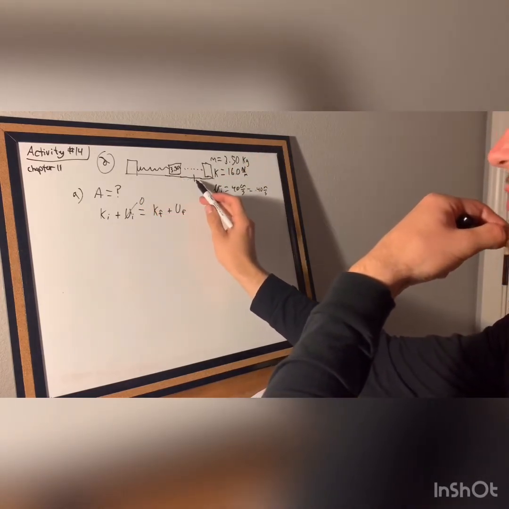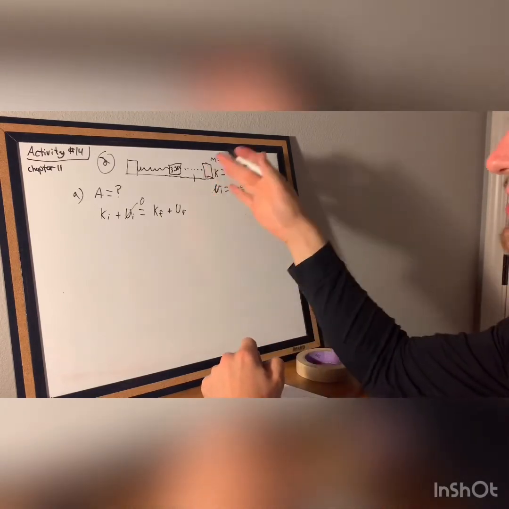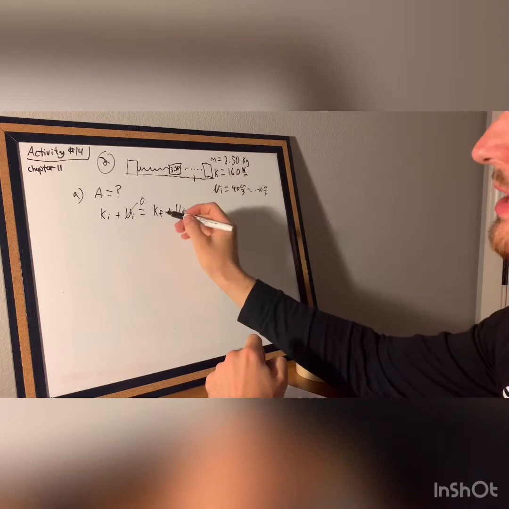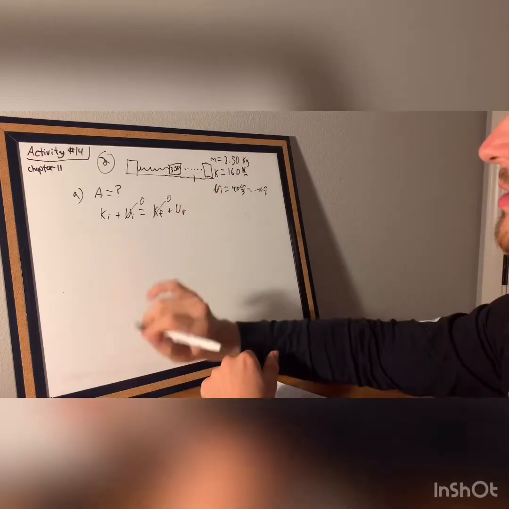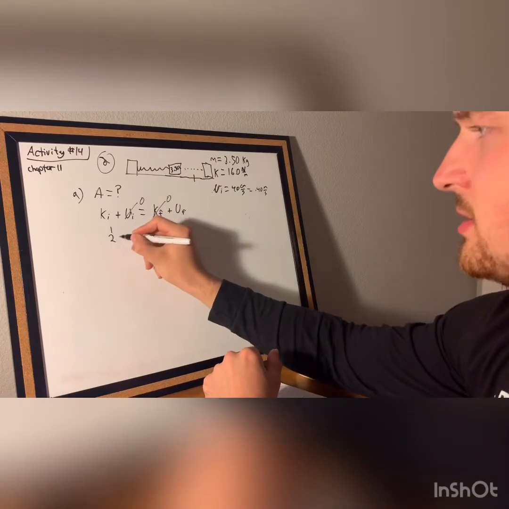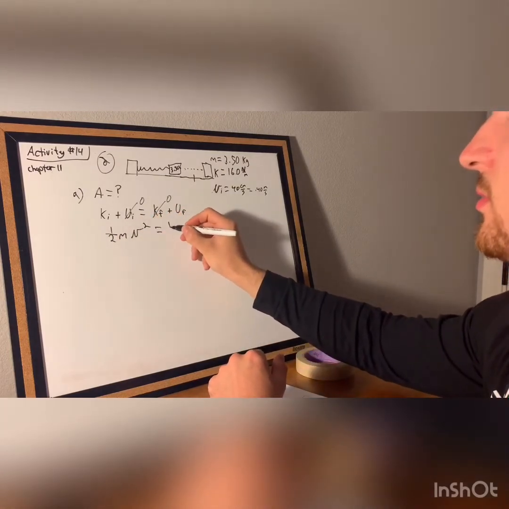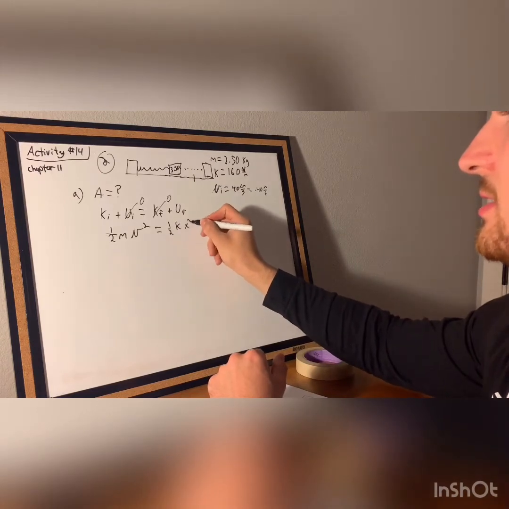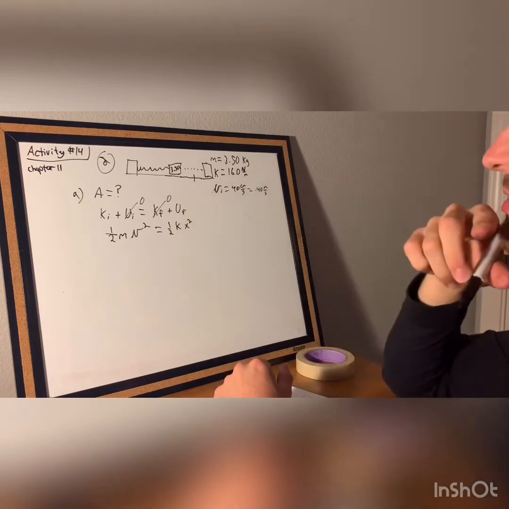Once it stretches all the way out and comes to right here, its velocity is technically 0 because it's reached all the way and it's about to come back. So we know it has no kinetic energy. Now what we're left with are these two, which look like this: 1/2 mass times velocity squared equals 1/2 spring constant times x squared. And what we're trying to find is this x, because that's going to give us our amplitude.